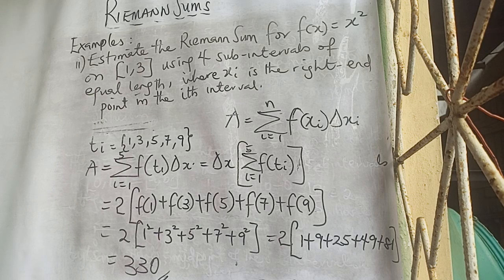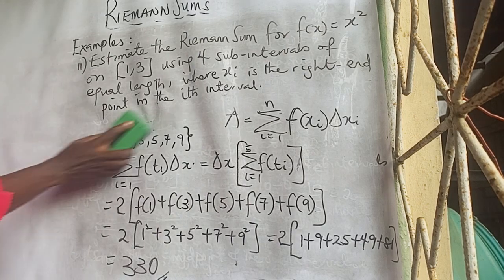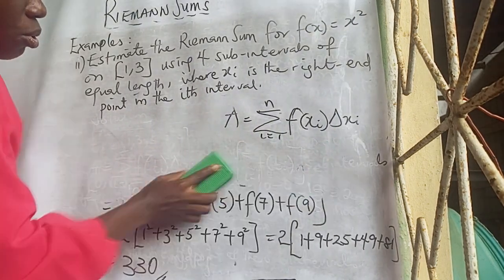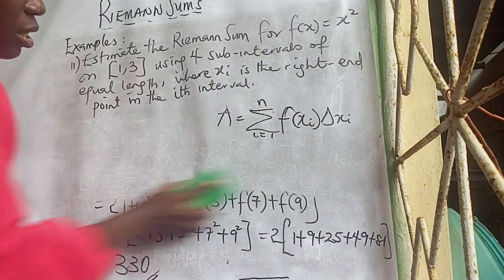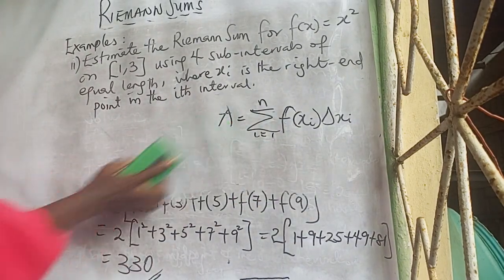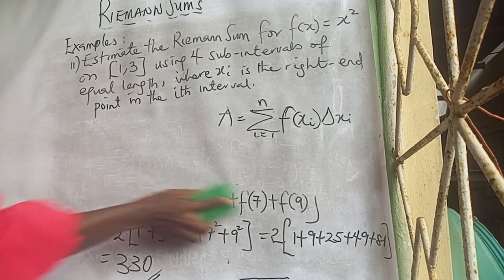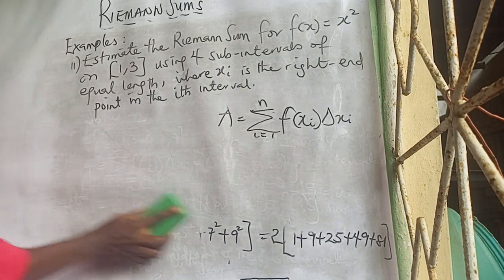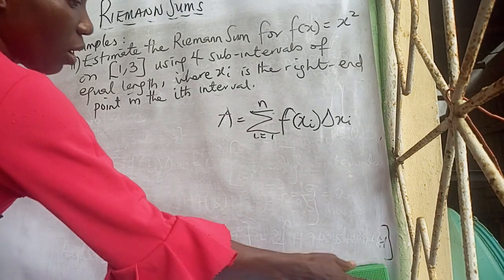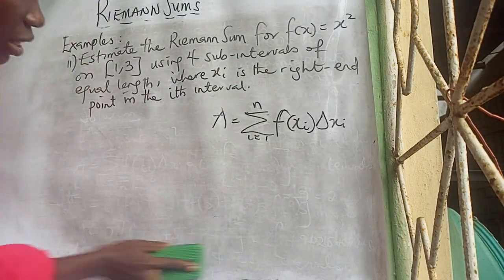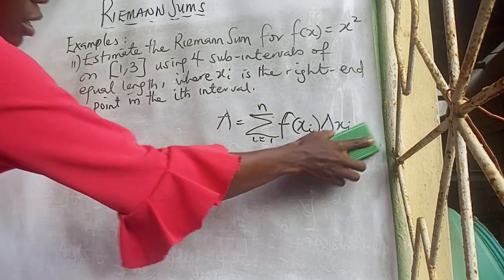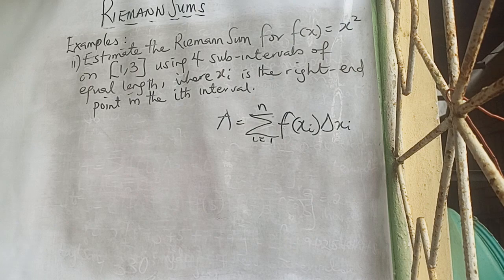So I will leave us with this question, and we can attempt it and see how far we can go using the formula for Riemann sum, or area under the curve using Riemann sum, and then we see what the answer will be. In the next video, we proceed from where we stopped today. See you!